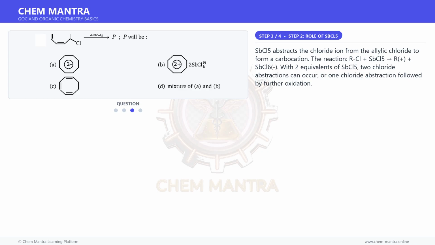SbCl5 abstracts the chloride ion from the allylic chloride to form a carbocation. The reaction is RCl plus SbCl5 giving R+ SbCl6-. With 2 equivalents of SbCl5, 2 chloride abstractions can occur, or 1 chloride abstraction followed by further oxidation.